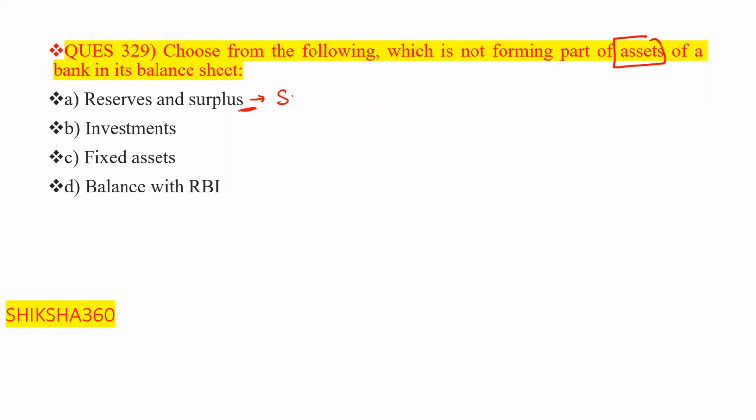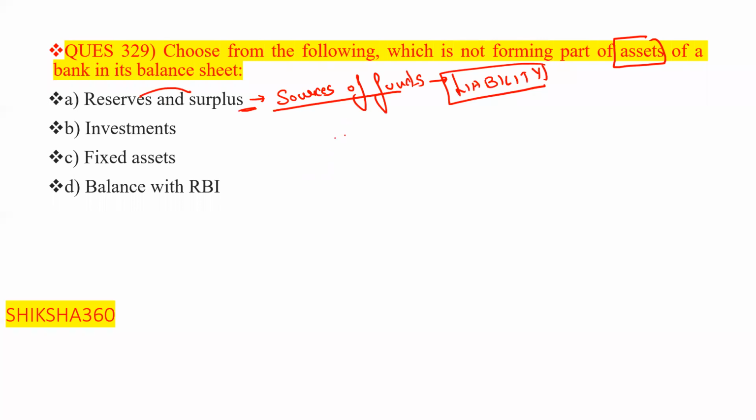Reserves and surplus are basically sources of funds, which we have to pay back later. Reserves and surplus is a liability. Why are you not understanding these things? Basically this is a liability, reserves and surplus.